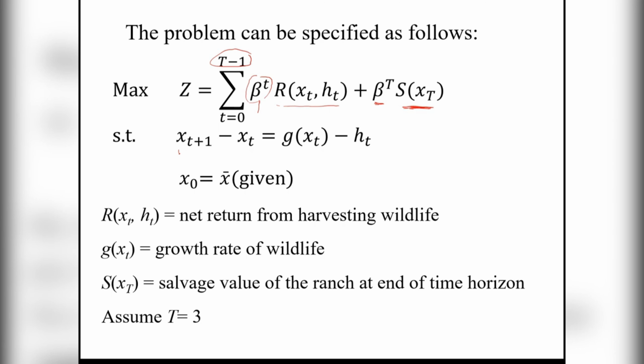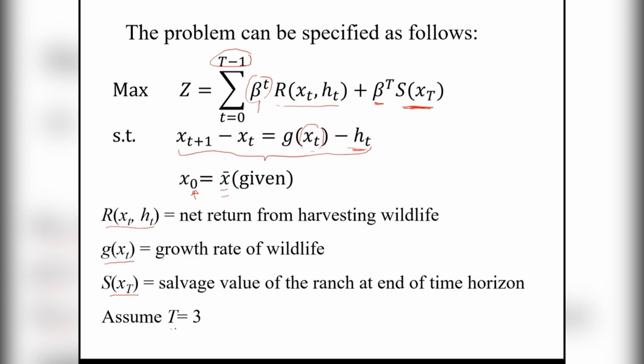The constraint here is a little different than what you're used to because it's a dynamic constraint. It tells us that the difference between the population tomorrow and that today is given by the growth of population, which depends on the number of animals currently in existence, minus what we harvest today. We assume that x naught equals x bar, so in time period t equals 0, we have this number of animals. The net return from harvesting wildlife is given by this function here. The growth rate of wildlife is given by that function, and the salvage value by this.